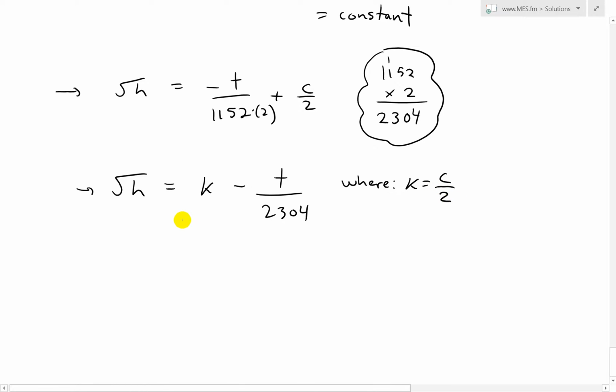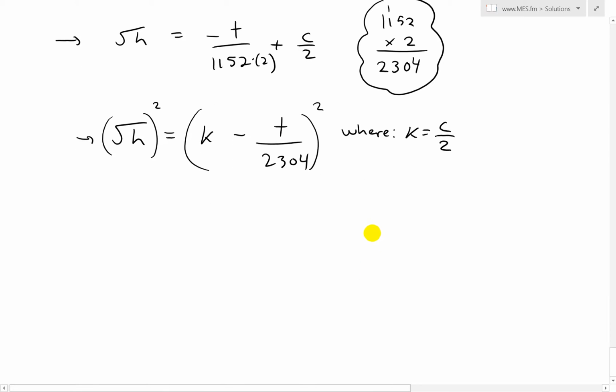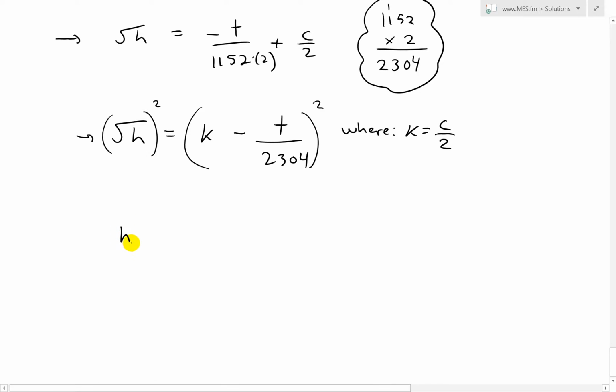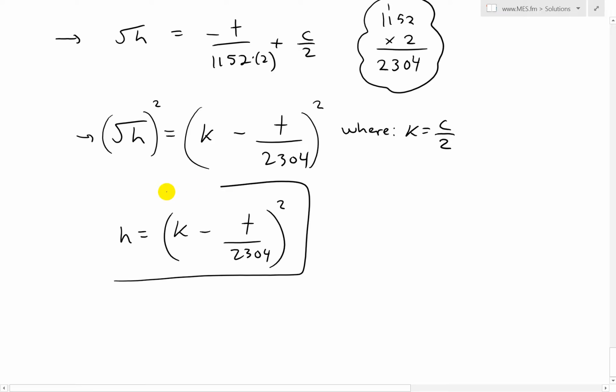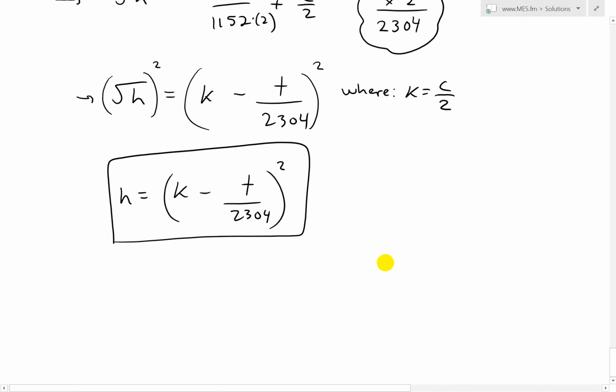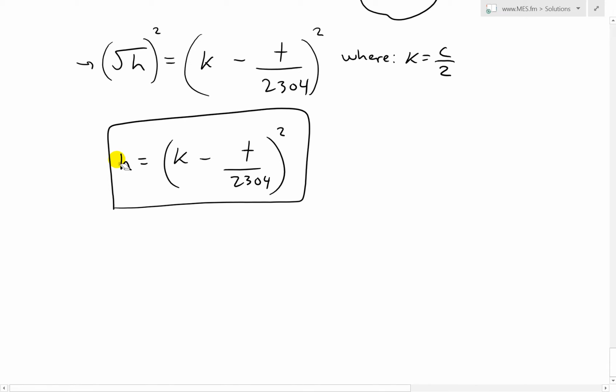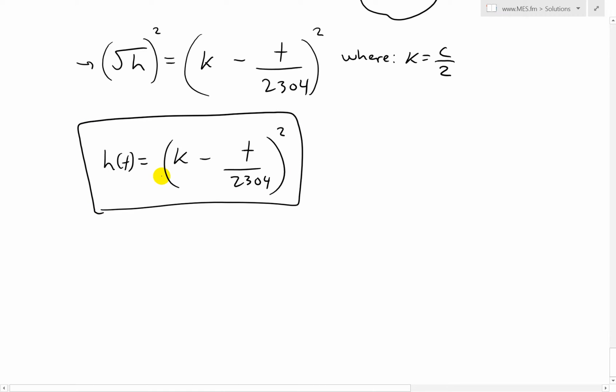So we have this, and now what I'll do is square both sides, so we get rid of the square root sign. So what we end up getting is h is equal to k minus t over 2304, and then this is squared like that. So that is what our formula for h is right there. And this is a formula of time. So h of t is equal to this, and now we've got to solve for k.